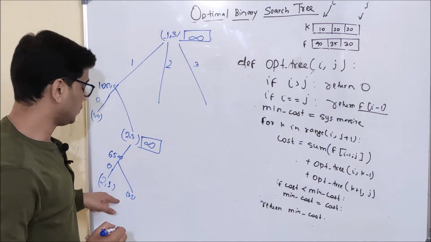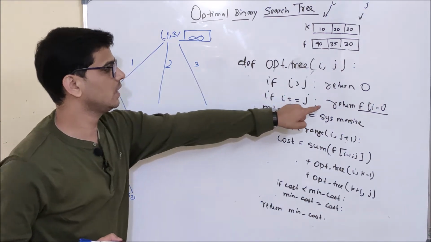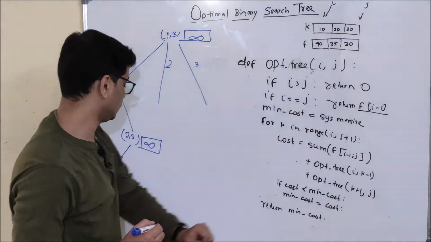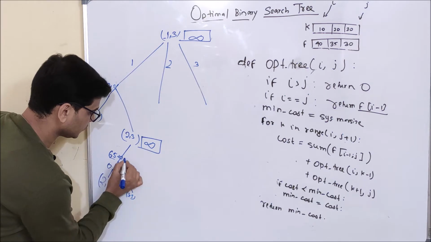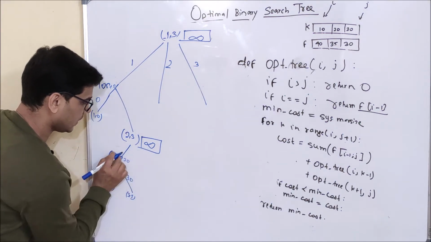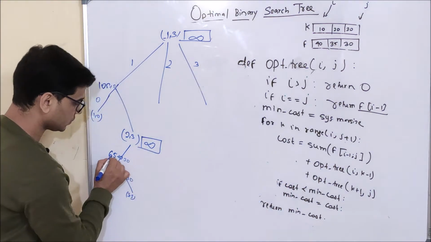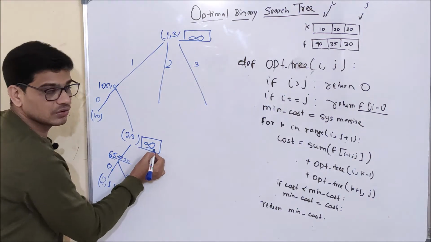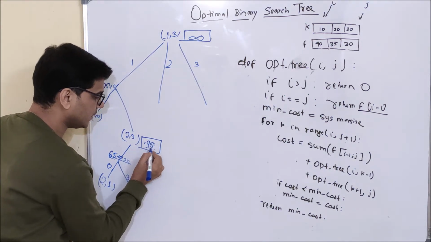And when this goes for its execution, as you can see here, this condition will be true. It will return f of i minus 1. That is, it will return 30 from here. And 65 plus 30 is equal to 95, and 95 is smaller than infinity. That is, this cost is equal to 95, min cost is infinity. So 95 will be updated here.